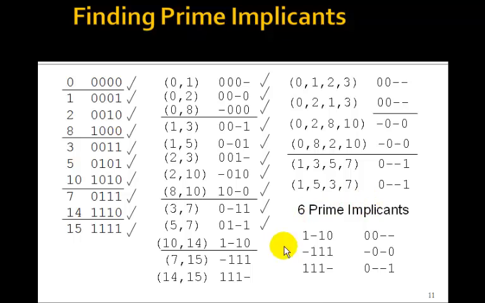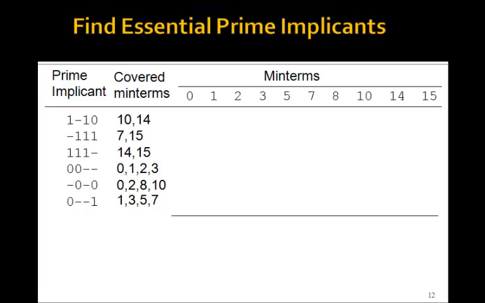But the question is, do we need them all? Are there any that we cannot get by without, that is, that are essential? Well, that's what we're going to look at next. The way you do that is we list all of the minterms that we use: 0, 1, 2, 3, 5, 7, 8, 10, 14, and 15. We'll list those along the top here. Then we'll list these 6 prime implicants, and put the minterms that were covered. This one came from 10, 14. This one came from 7, 15. This came from 14 and 15. This one came from 0, 1, 2, 3. This one from 0, 2, 8, 10. And this one from 1, 3, 5, 7.